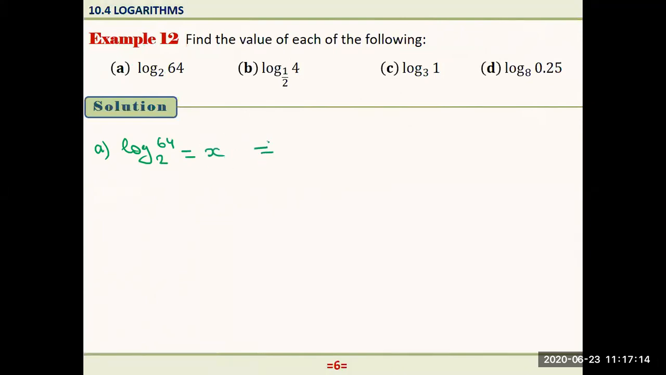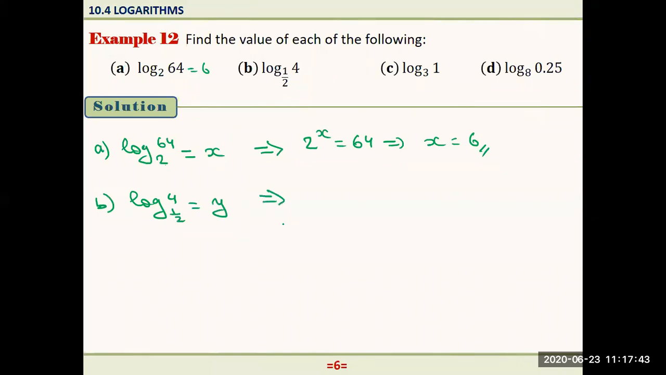So if I change this into exponential form, base 2, exponent x, 2 to the power x equals 64, right? Now from here, we know how to solve this. What is x? X equals 6. So the value of this thing is equal to 6. B, logarithm of 4 to the base 1 over 2 is equal to, let's say, y, right?